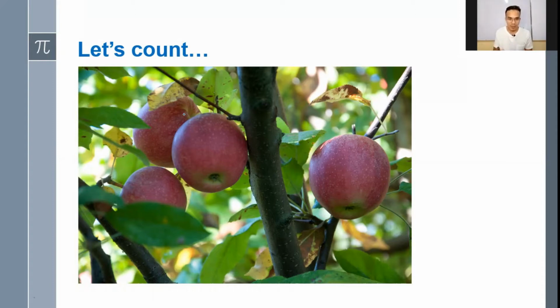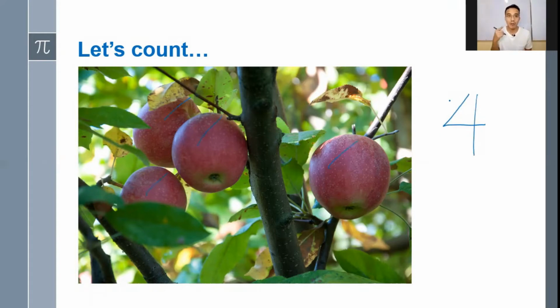Can you help me, grade one? We have 1, 2, 3, and 4. There are 4 apples in the picture, right? So how do you write number 4? This is how you're going to write number 4. Look at the screen. We have 4. This is how you write number 4.